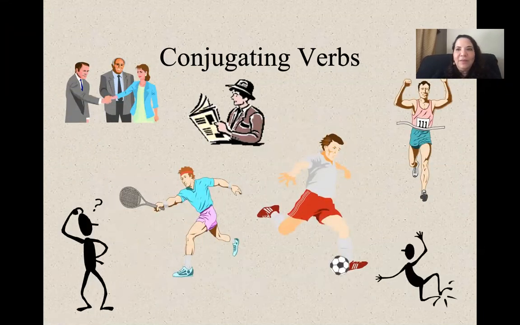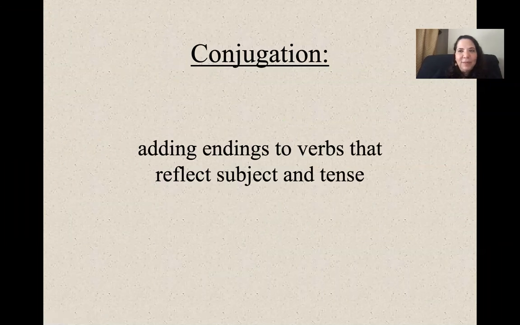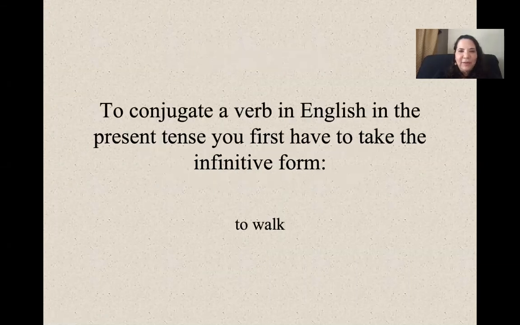And you know, verbs have actions. Those are action words. Sometimes they don't have action words, but in this case, we will. So what is a conjugation? Conjugating a verb might be a new term for you because it's not really widely used in English grammar. A conjugation is adding endings to verbs that reflect subject and tense. This might be a little bit confusing right now, but it will get clear.